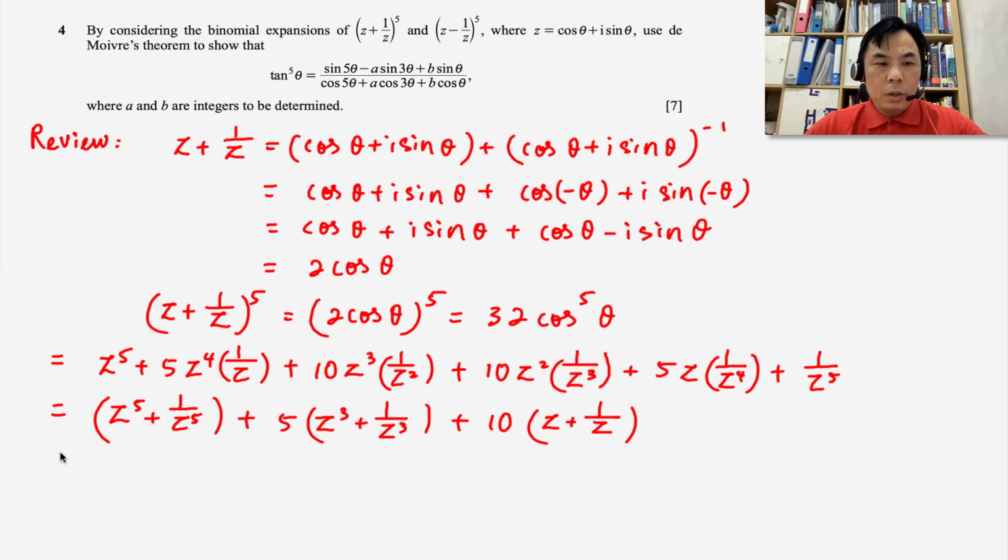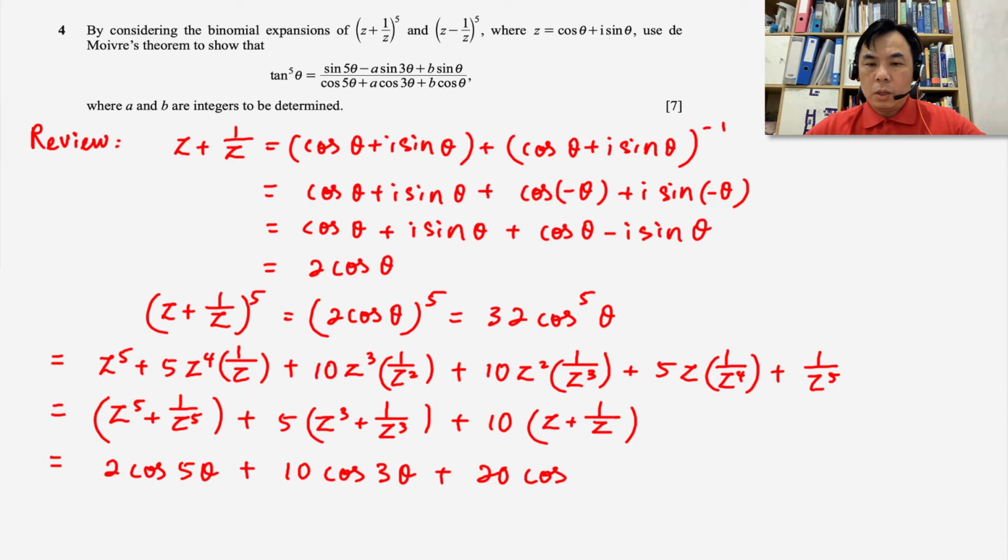All right, from here we can conclude that this is given by 2 cosine 5 theta, and then this one is 2 times 5, here is 10, 10 cosine 3 theta. And then finally this one is 20 cosine theta. And then there you have it. All right, this is the first part of the proof itself.